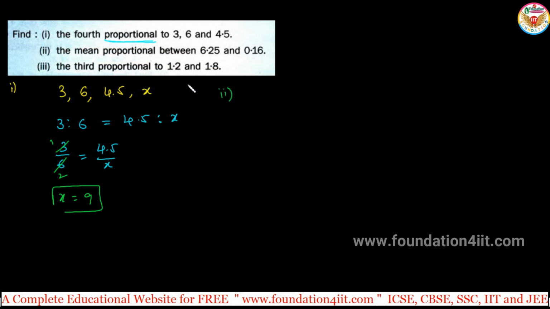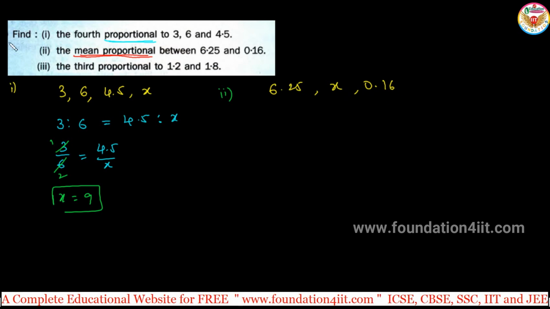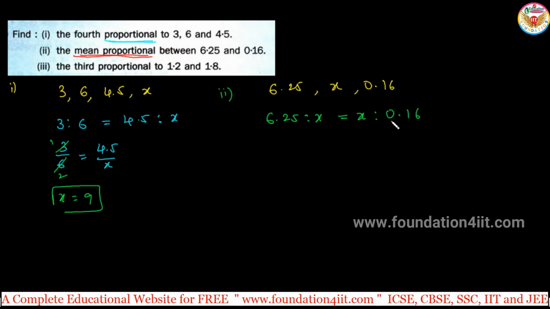And in the same way, the mean proportional between 6.25 and 0.16. Whenever you see the word mean proportional, that means only the middle number, that is 6.25, x, 0.16 are in proportion. Now this is about continued proportion, because it is only for the mean proportional, right? So the mean proportional between these two, let it be x. Take this x in the middle. Now these three: 6.25 is to x is equal to x is to 0.16.